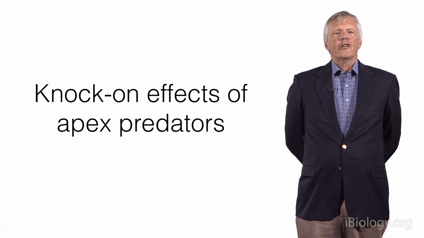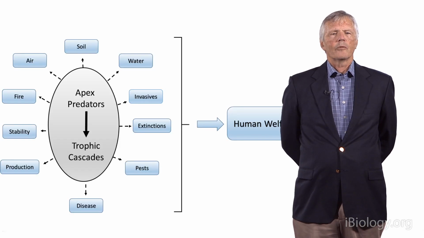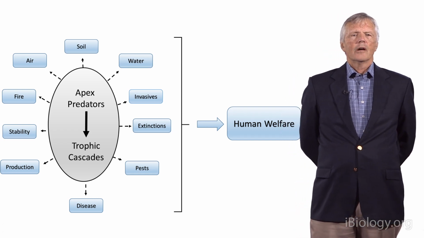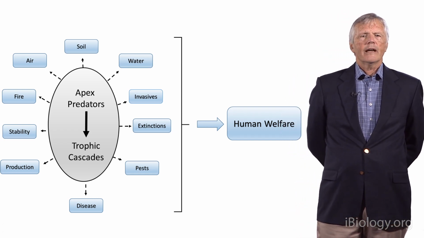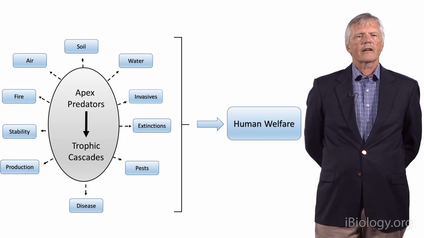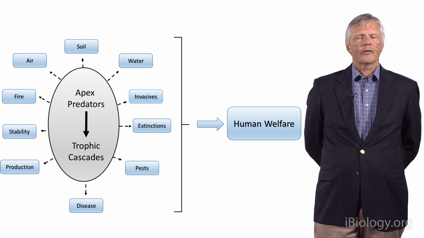I talked about the knock-on effects of apex predators on other dimensions of nature. And what I've done in this penultimate slide is simply given you a schematic that shows ecological entities or processes from the natural world that are known to be affected by the interaction between apex predators, their prey, and other species.